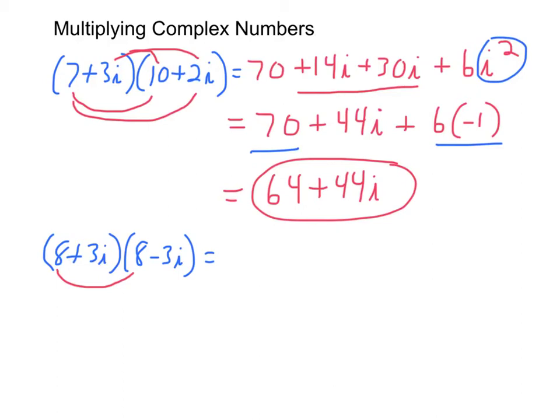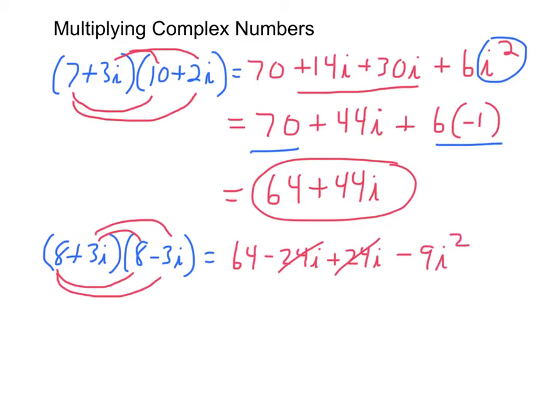At any rate, when we do the FOIL on that, we get 8 times 8 is 64. And for the outers, we have negative 24i. And for the inners, we have a positive 24i. Notice the inners and outers cancel, which always happens when you multiply conjugates together. And then you have a minus 9i squared. Now minus 9i squared is really plus 9, because remember i squared equals negative 1. So really what we have here is 64 minus 9 times negative 1, which is the same as 64 plus 9, which would be 73.